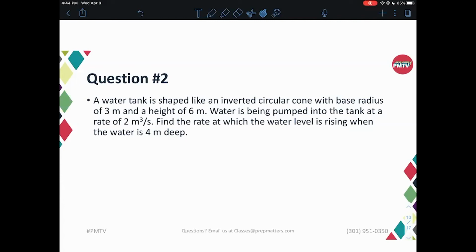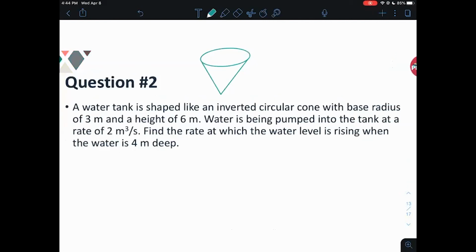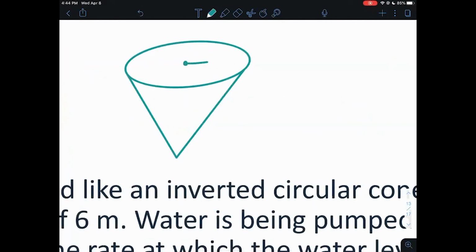So the first problem here is an inverted water tank problem. A water tank is shaped like an inverted circular cone. Let's see if I can make a nice circular cone for you. No. So we have an inverted circular cone. Beautiful. It has a base radius of 3. So I know that my actual dimension of the cone has a radius of 3 and a height of 6.